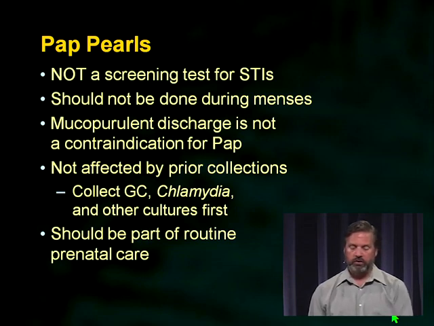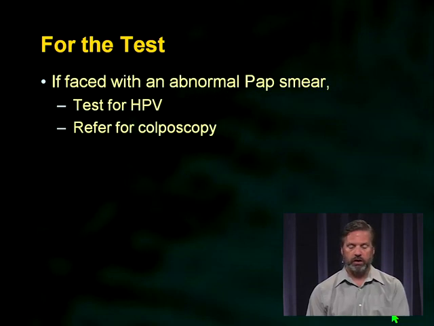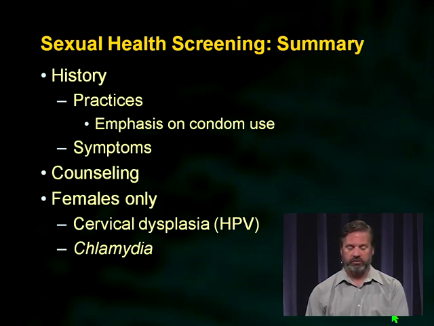A mucopurulent discharge is not a contraindication to going ahead with your pap. You can go ahead and collect samples for culture as you routinely would, and it should be done as a part of routine prenatal care as well. If on the exam you're faced with an abnormal pap smear, test for HPV and then refer for colposcopy, because that's the best way to make a definitive diagnosis.